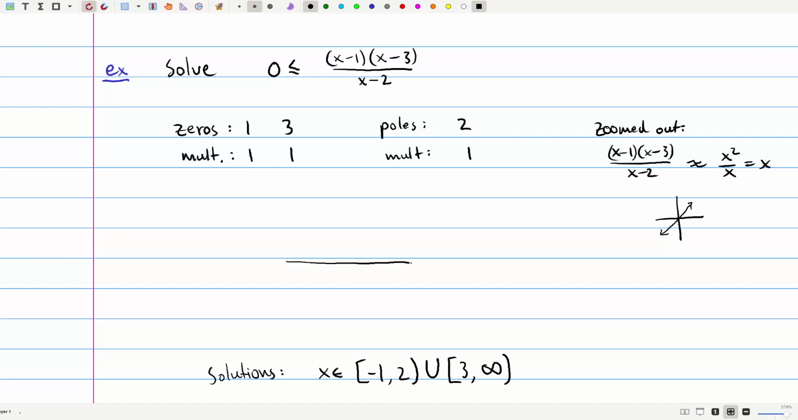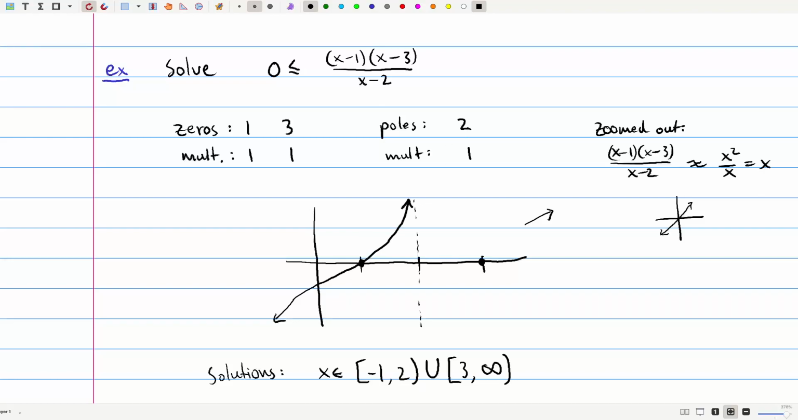So vertical axis, 1, 2, 3, zeros at 1 and 3, pole at 2. We know that for large enough values, it's going to go off in the positive direction, and for negative enough values, it's going to go off in the negative direction, just like y equals x. And then it's going to, on the left-hand side, come up to the 0. It's multiplicity 1, so we go straight through it. We go up to the asymptote.